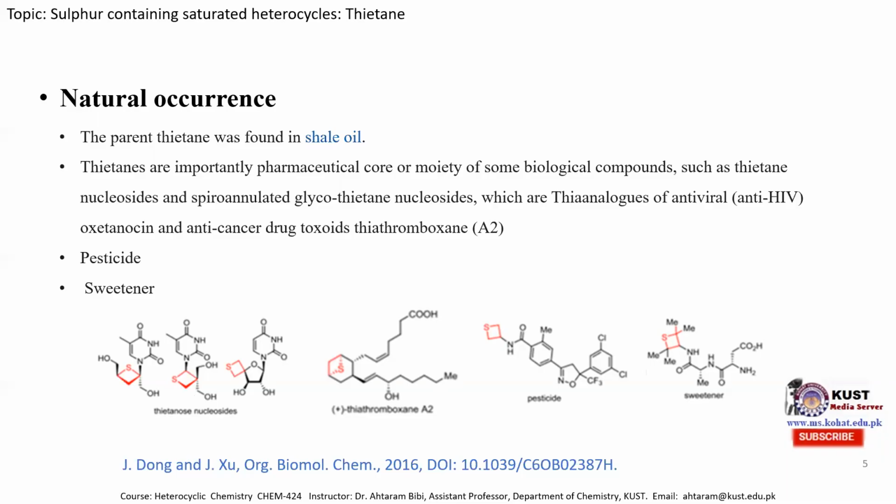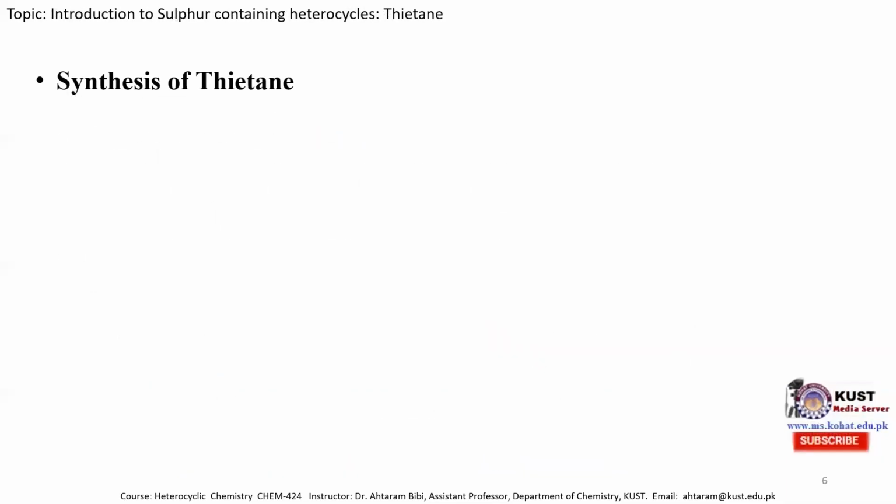Next I will discuss the synthetic methods, that is, how we can synthesize the Thietane molecule in the laboratory. So, synthesis of Thietane. There are several methods available for the preparation of the Thietane molecule. I will discuss some of them here. The first one is that we can obtain a Thietane molecule from the hydrolysis of chloromethylthiirane. We can also obtain the Thietane molecule from the reaction of simple Thiirane.